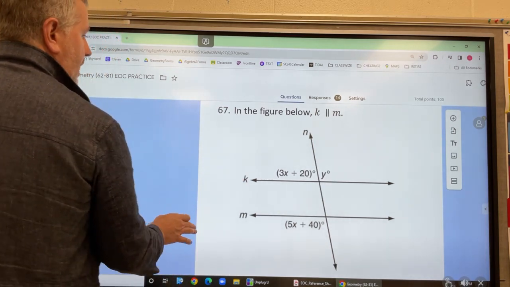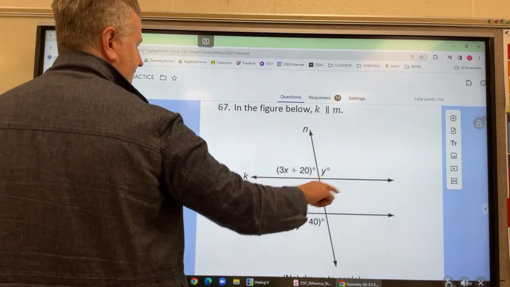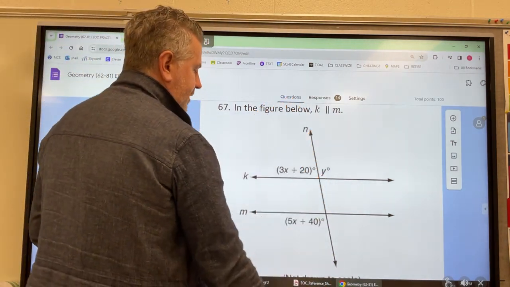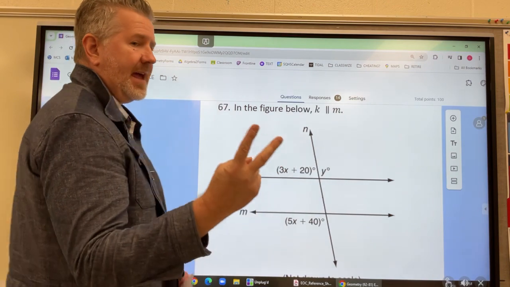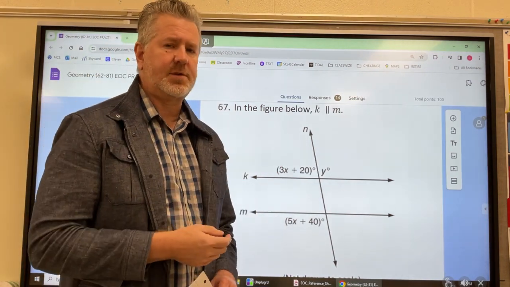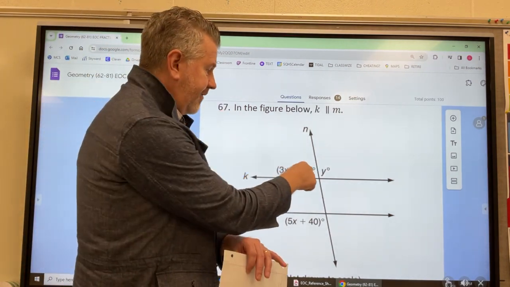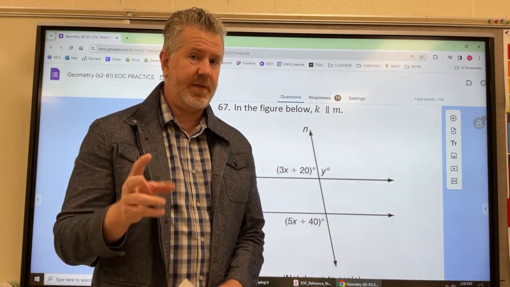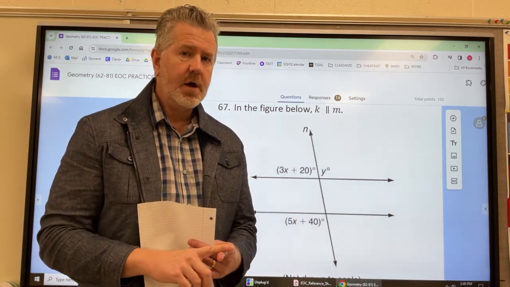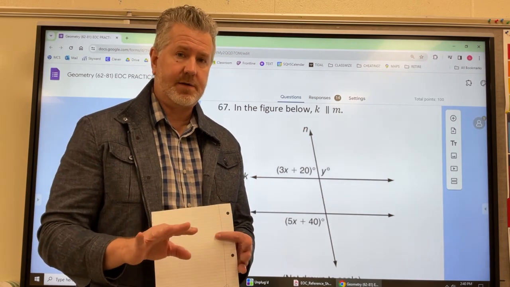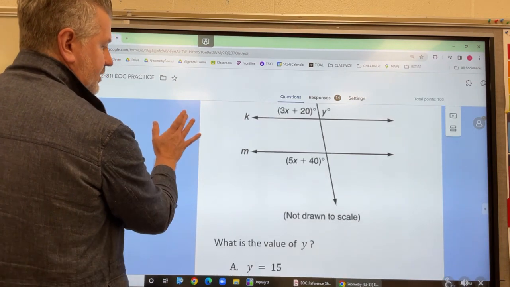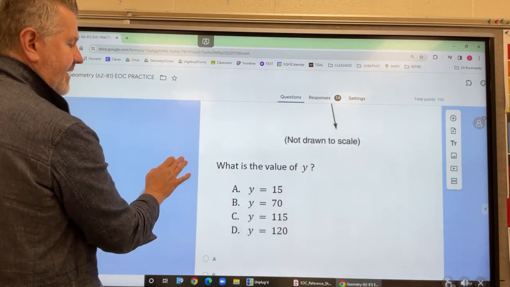In the figure below, K and M are parallel, which means that this creates a transversal situation. And remember, in a parallel lines and transversal situation, there's 4 angles here and 4 angles here. There's only 2 types of relationships those angles have with each other. They're either congruent or they're supplementary. That's the only 2 types of relationships in this. And you see these types of transversals a lot. So what is the value of y?